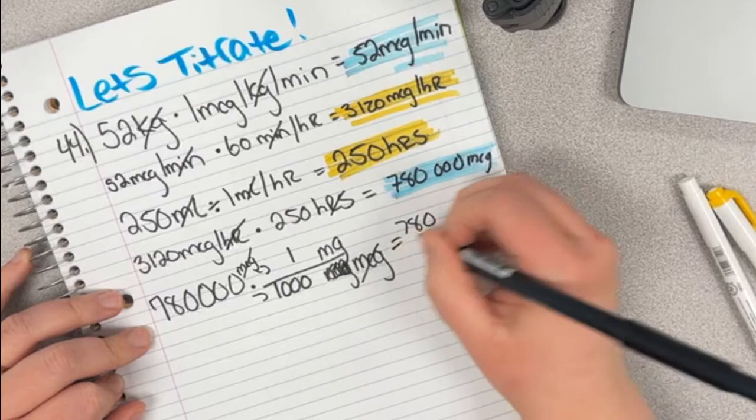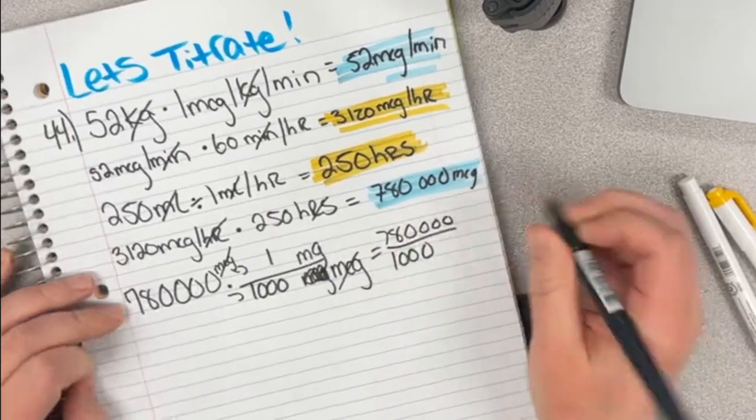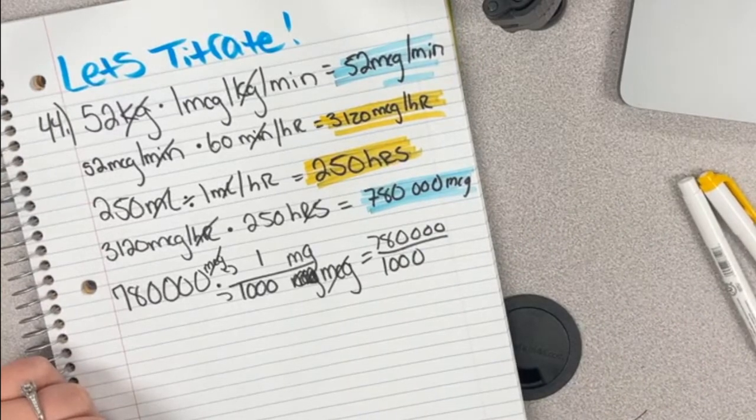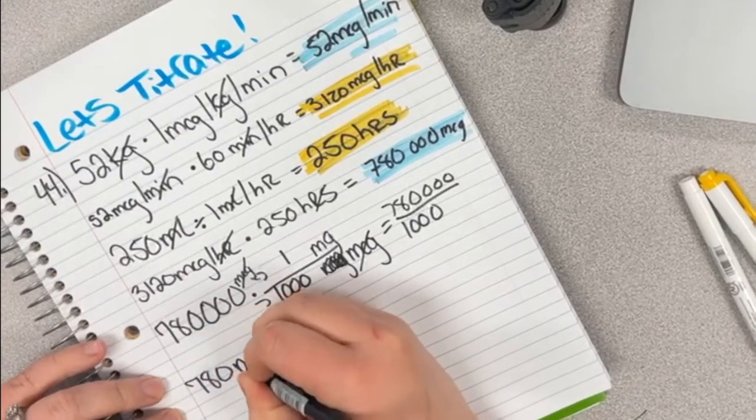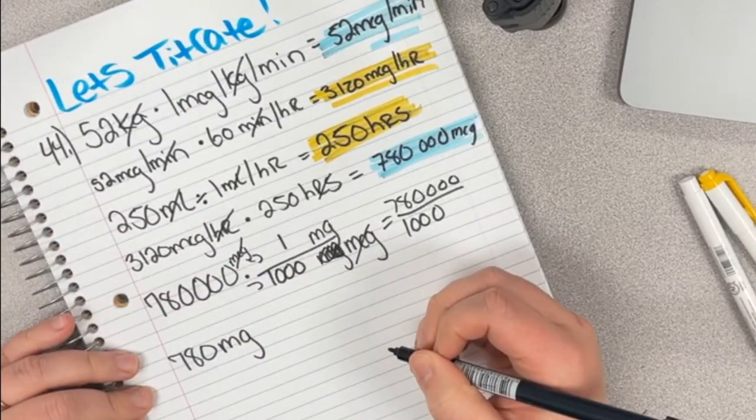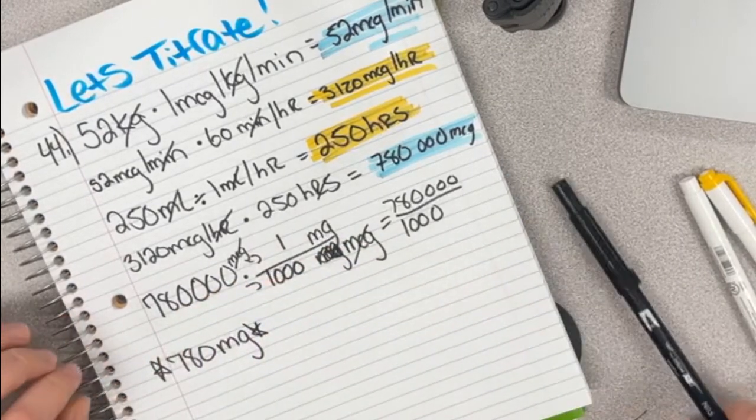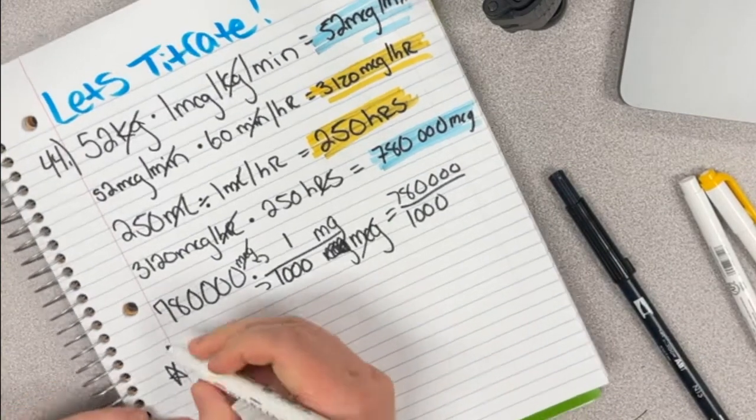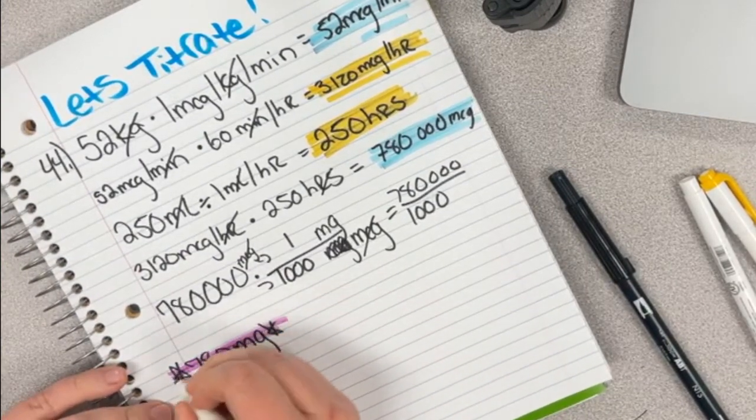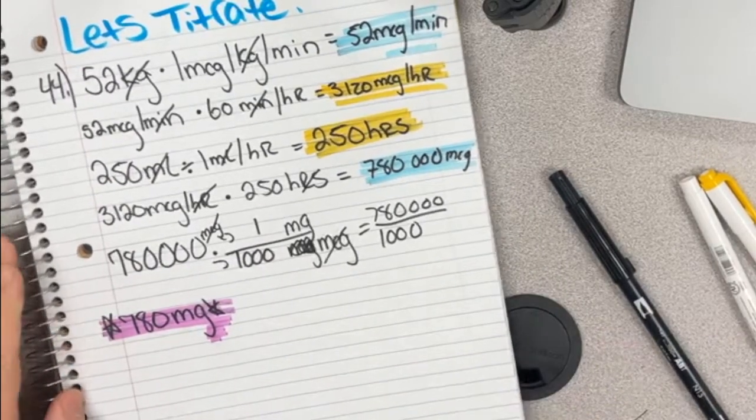780,000 divided by 1,000. And that is going to give us 780 milligrams into that bag of fluids. So that would be our final answer. So that is our titratable CRI.